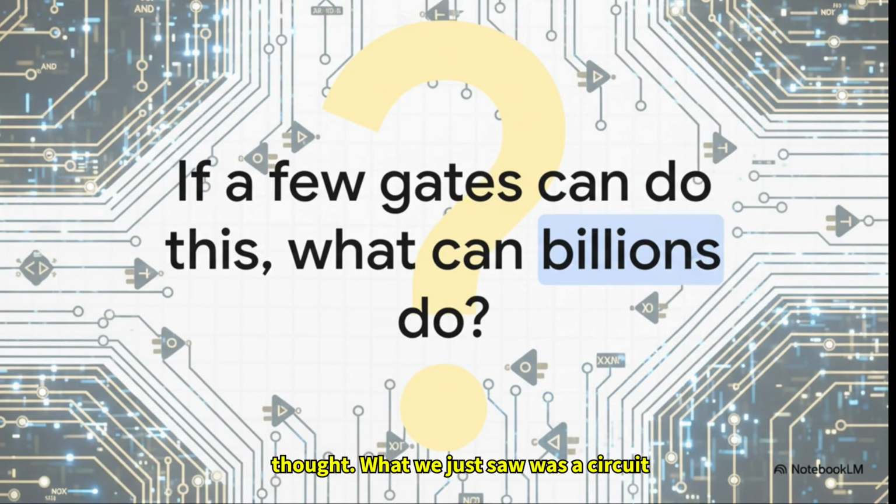And that, right there, brings us to our final thought. What we just saw was a circuit made of just 5 simple gates to create a single piece of logic. A modern processor in your phone contains billions of these things. So if this is what 5 gates can build, just try to imagine what billions of them, switching on and off billions of times per second, can accomplish. That's not just logic. That's our entire digital world.